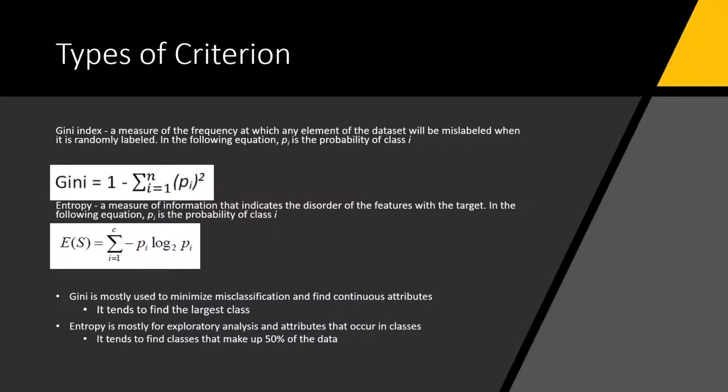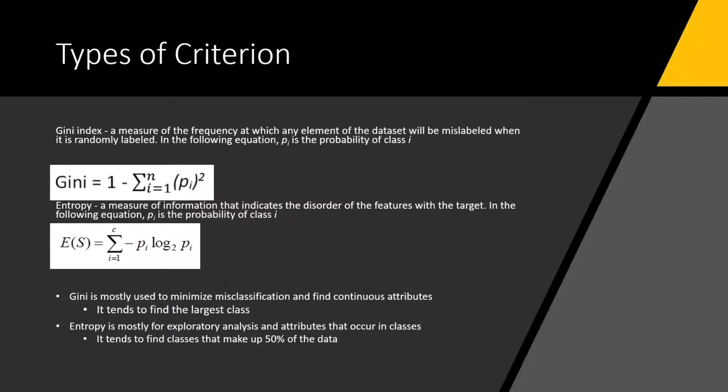Criterion is one of the parameters that we manipulated in the parameter optimization, and the two options for criterion are the Gini index, which is a measure of the frequency with which an element of the data set will be mislabeled when it is randomly labeled. In the following equation, P is the probability of the class i. Entropy is another option. It's a measure of information that indicates the disorder of the features with the target. In the following equation, Pi is the probability of the class i.